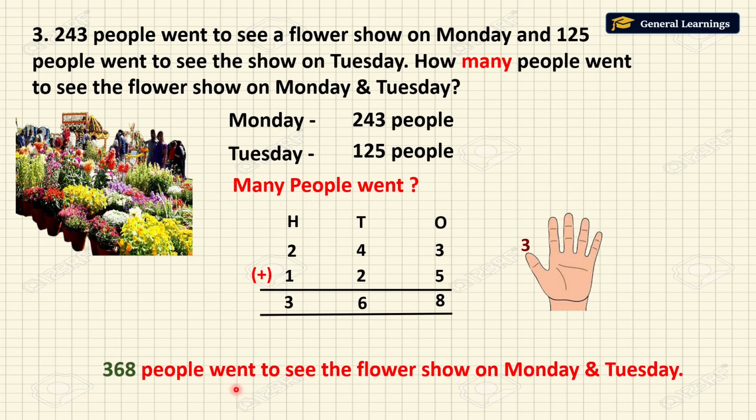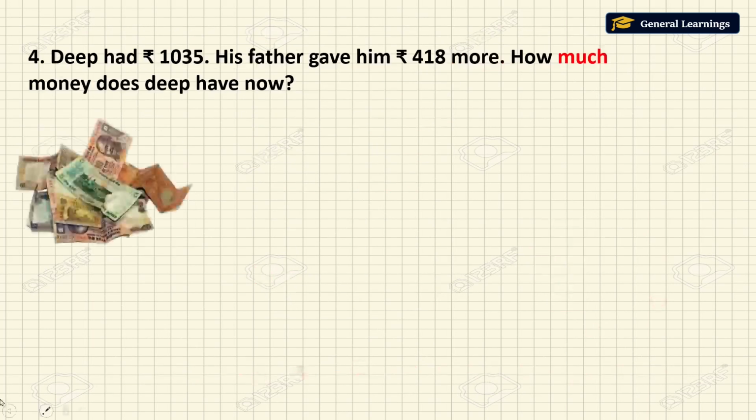368 people went to see the flower show on Monday and Tuesday. Now we will see another example. Deep had rupees 1035. His father gave him rupees 480 more. How much money does Deep have now?